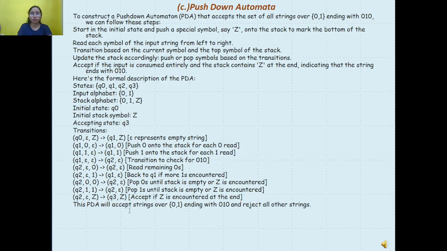So this is the pushdown automata which accepts strings over 0 and 1 ending with 010 and rejects all other strings.